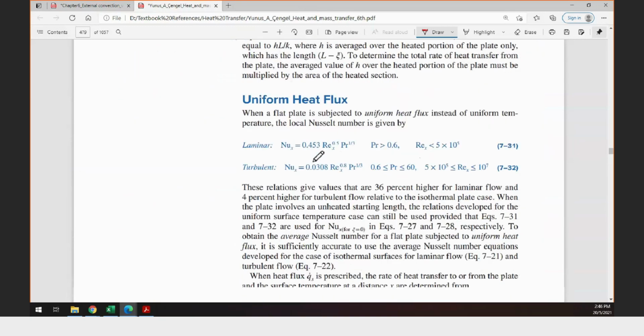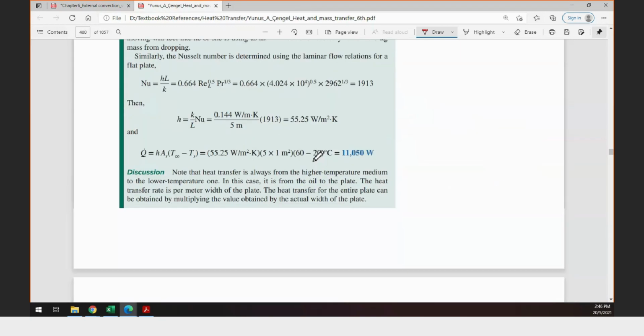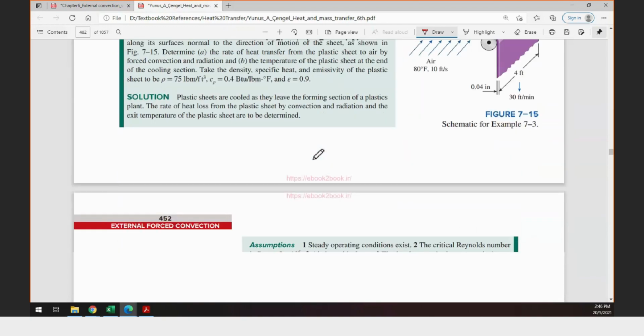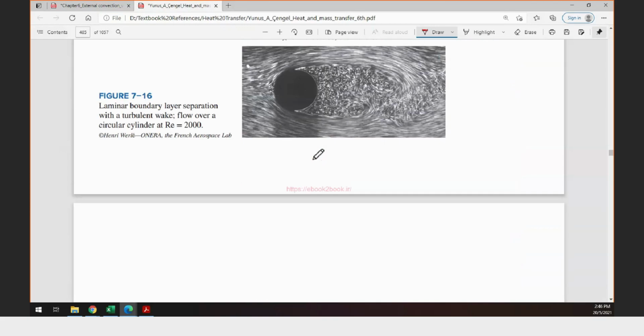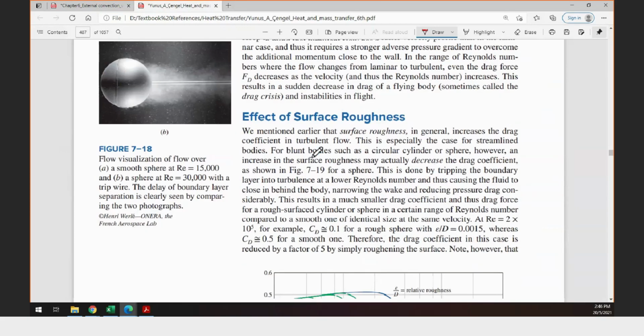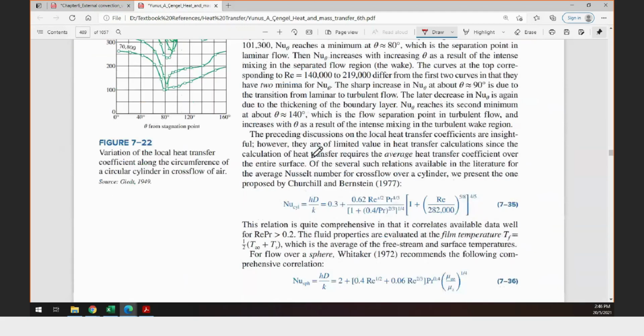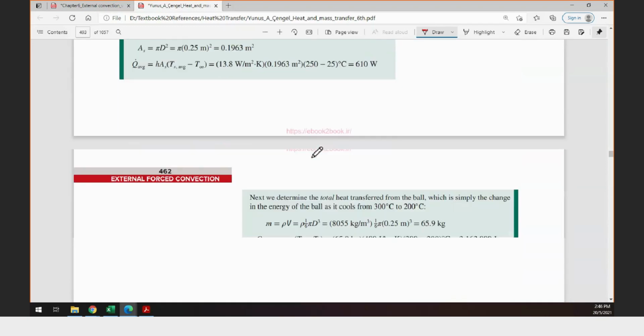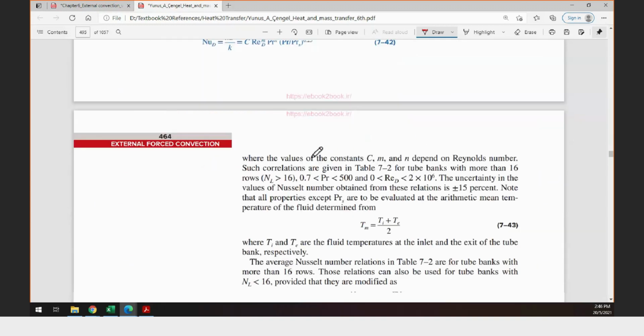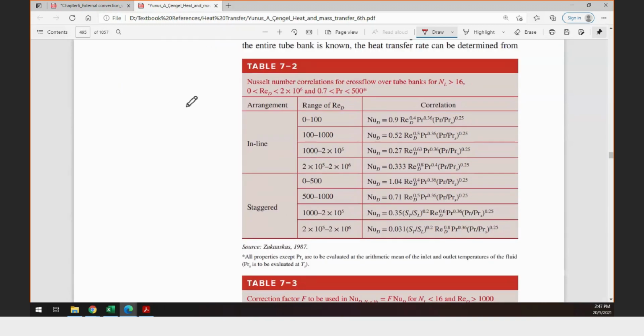Okay. Before that, I want to check table 7.2. Where is table 7.2? I'm not sure whether it is the same. This is 7.1. This is 7.2. Yeah, 7.2 is for the cross flow over the tube banks.